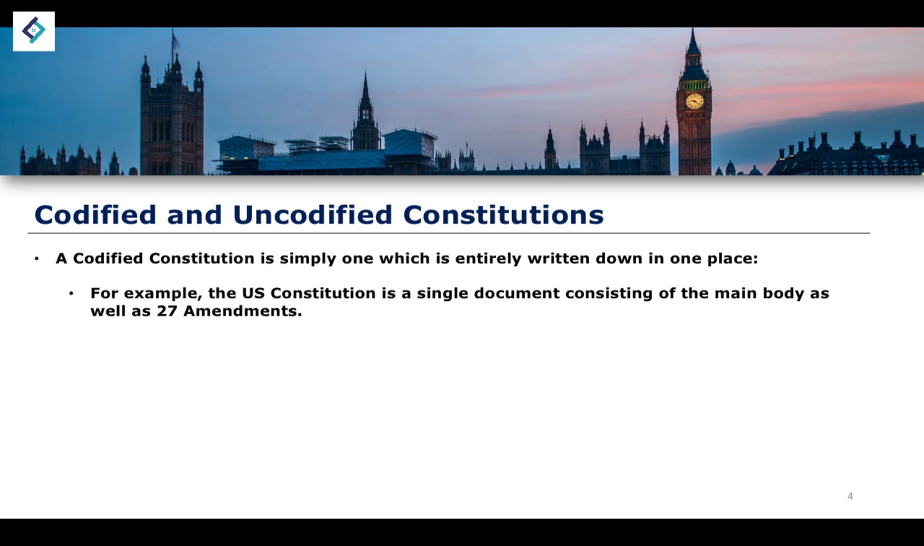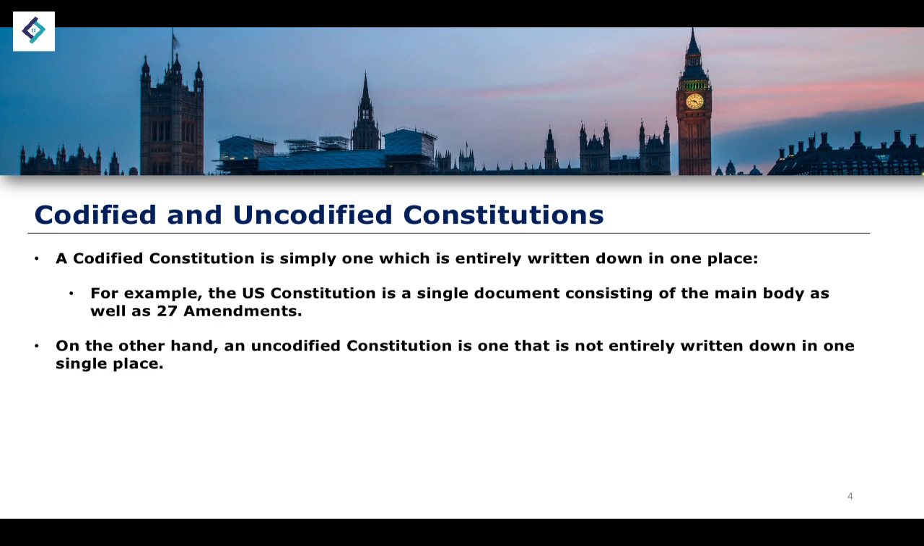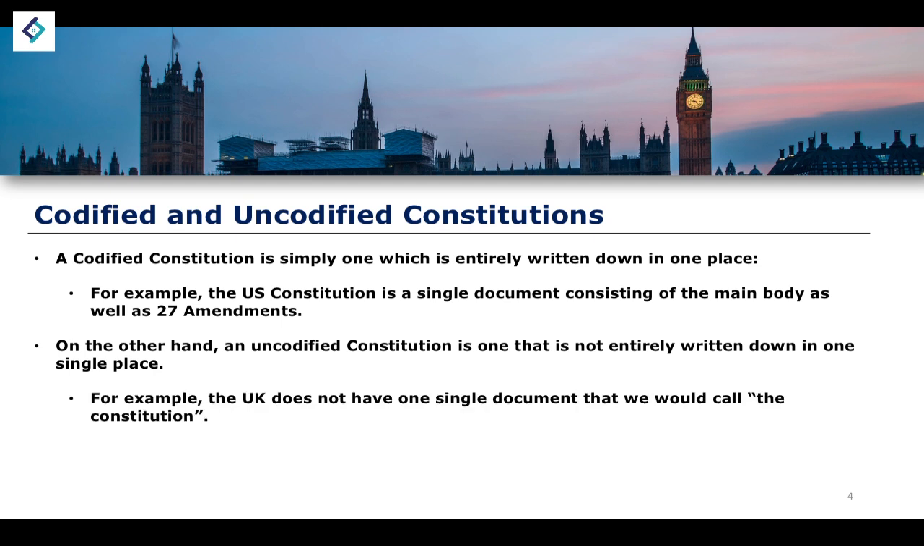So, if I wanted to go online and order a copy of the US Constitution or find a PDF copy of the US Constitution, that would be pretty easy to do because the US Constitution is one single document that is written all in one place. On the other hand, an uncodified constitution is one that is not written down in a single place. Now, this is the case of the United Kingdom. The United Kingdom is called an uncodified constitution because there's no single document that we would outline as being the quote-unquote constitution.